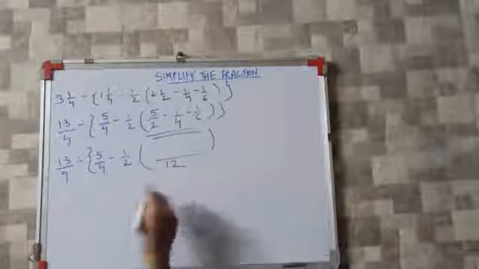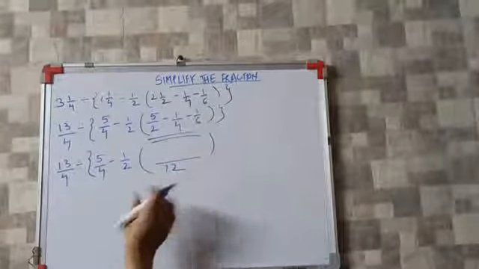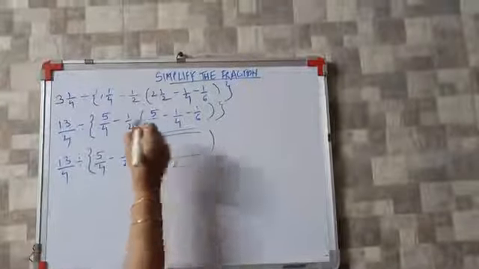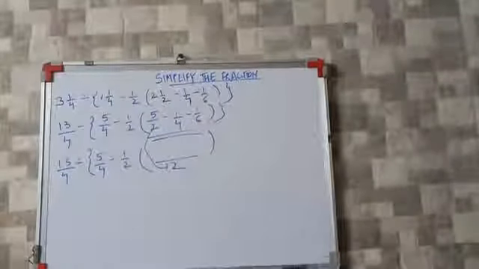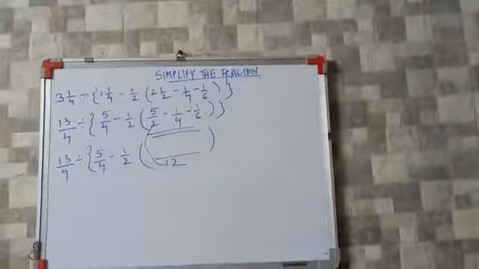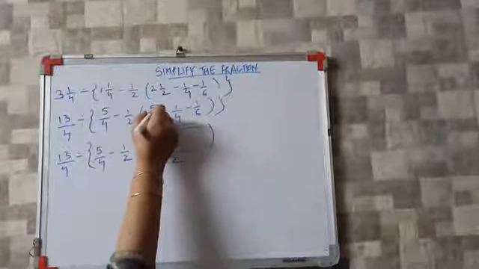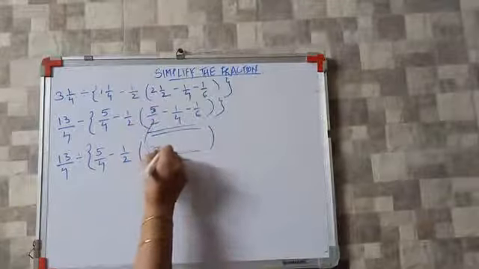Below the line, we will draw the line. Below the line, we will write the LCM. This LCM will be divided by denominator 2. So what number will you get? 6. That 6 will be multiplied by numerator 5. So you will get 30.